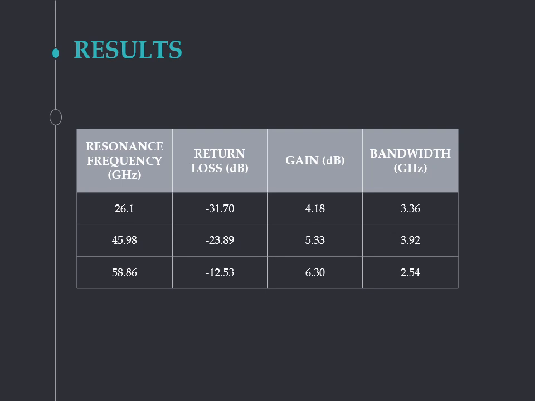Lastly, I would like to conclude my presentation with our results. For resonating frequency 26.1 GHz, return loss is minus 31.70 dB, gain is 4.18 dB, and bandwidth is 3.36 GHz. For 45.98 GHz, return loss is minus 23.89 dB, gain is 5.33 dB, and bandwidth is 3.92 GHz. And last, for 58.86 GHz, return loss is minus 12.53 dB, gain is 6.30 dB, and bandwidth is 2.54 GHz.